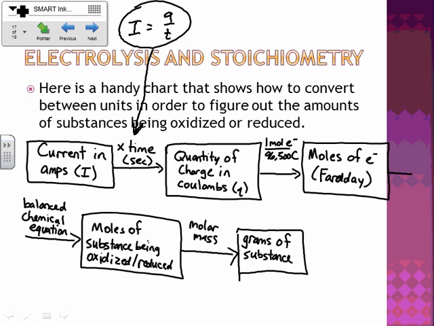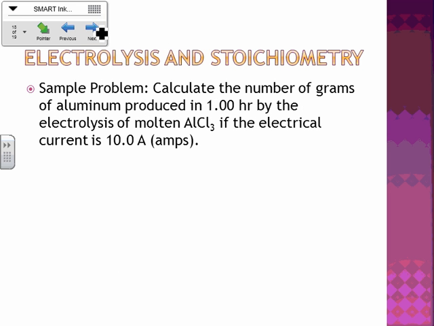Once you have moles of electrons, now you can just use the stoichiometry and the balanced chemical equation to figure out the moles of the substance being oxidized or reduced, and then you can use the molar mass to convert to grams, okay? This seems complicated. It's really not that bad, okay? So we're going to run through a couple of examples here just to make sure we've got this process. You need to know how to do this part. This part's important, okay? All right, so did you guys have the chart copied down?